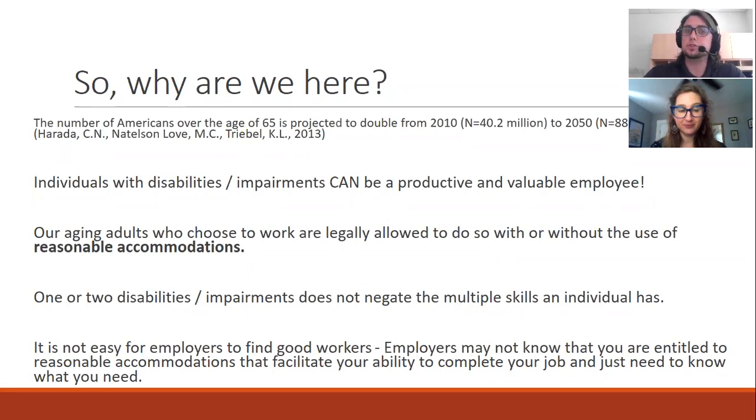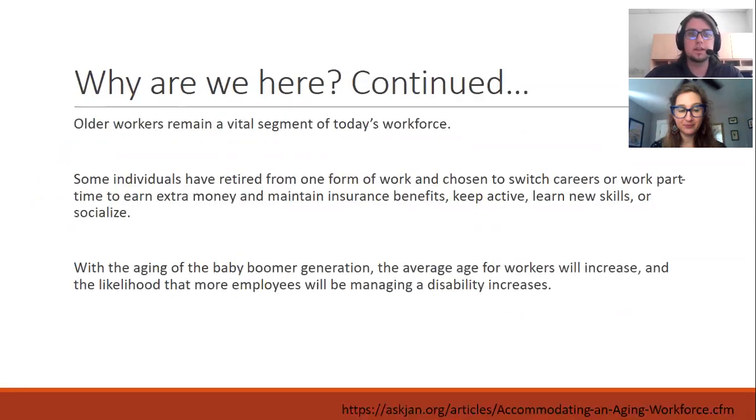And our aging adults who choose to work are legally allowed to do so with or without the use of reasonable accommodations. And I'll get into what that means. And one or two disabilities or impairments does not negate the multiple skills an individual has. And it's not always easy for employers to find good workers. And employers may not always know that you are entitled to reasonable accommodations that may facilitate your ability to complete your job, and just need to know what you need.